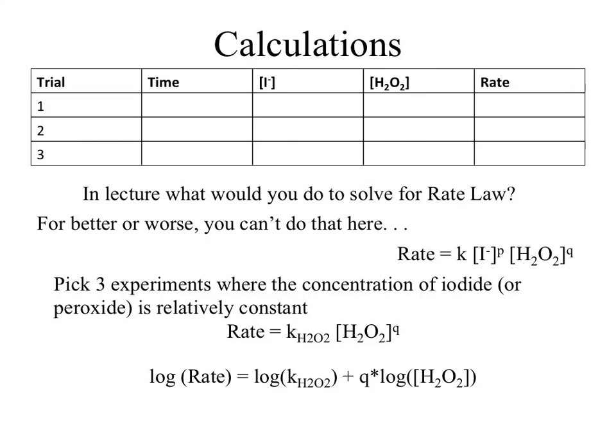So I'm going to take the log of the rate, and that will be equal to the log of my peroxide rate constant, plus, and what we did here is pulled the Q down. Okay, remember, you guys remember that from lecture? We can pull that out. Times the log of peroxide. This equation is now massively important. What is special about this equation?